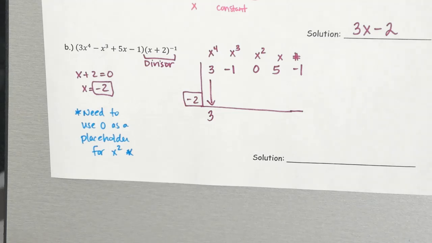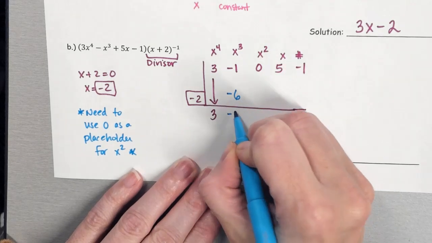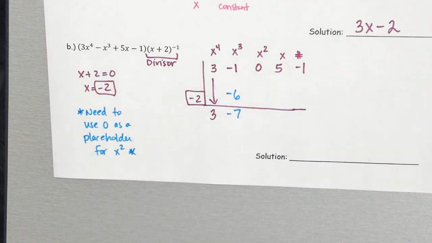Okay, so then remember, we're just multiplying. 3 times negative 2 is negative 6, then we add straight down. Okay, so I'm going to give you a moment to finish that. So multiply across, add straight down.